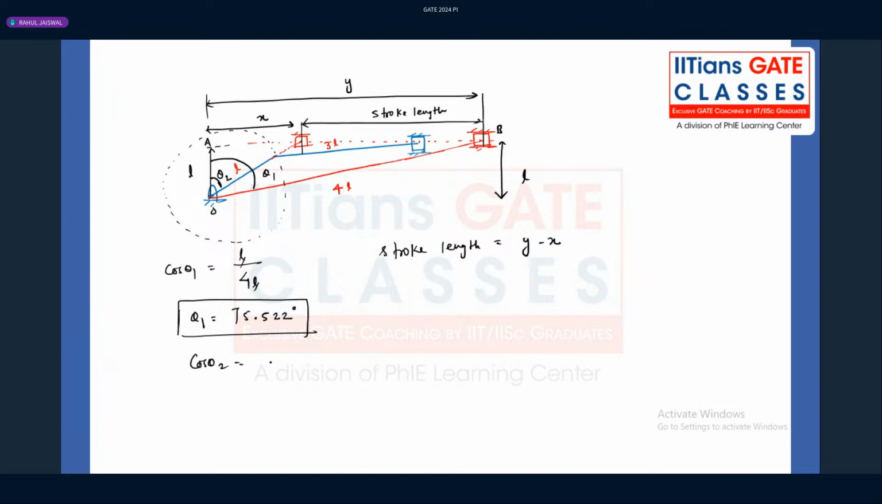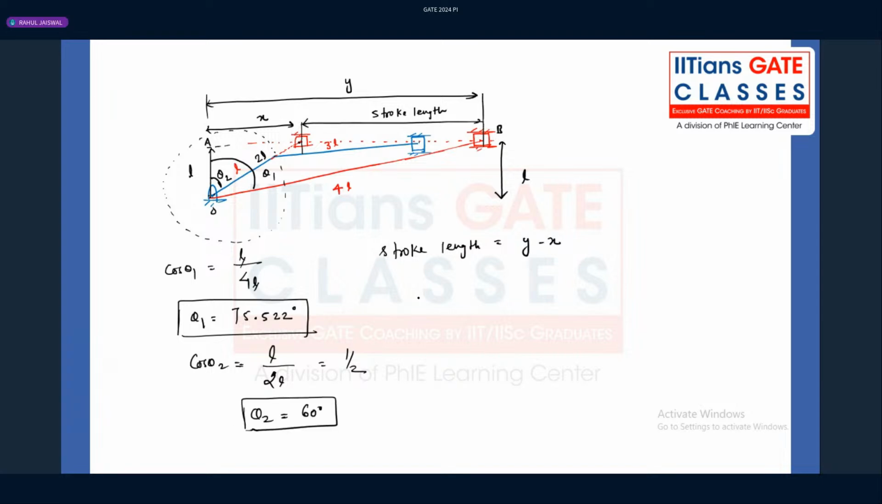And what about theta 2, guys? Cos theta 2 will be L over 2L. Why is it 2L? See that. The total length of the connecting rod is 3L, but what about this distance, guys? From here to here, this particular distance will be 2L only, 3L minus L. It will be overlapping, right? So what will be the value, guys? 1 upon 2. So theta 2 is 60 degree.